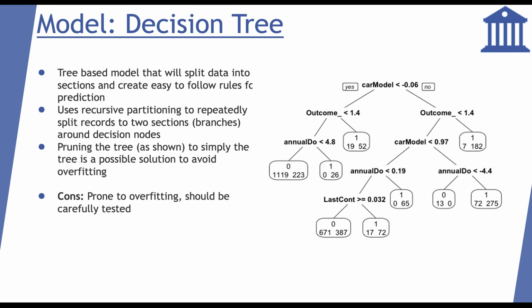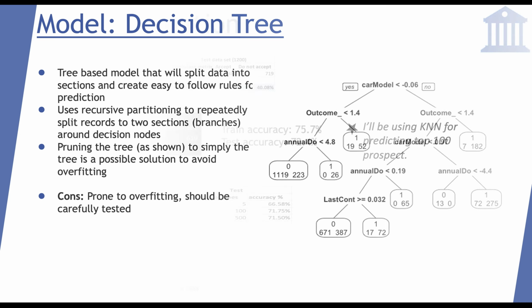Last one is decision tree. It is based on a tree, so we split the data into sections and then create easy to follow rules for the prediction, like you can see on the right hand side here in the picture. This uses recursive partitioning to repetitively split the records into two sections, like these are the branches and the main one is the node. Here it is the node, then the branch, and so on. The con of this model is it is prone to overfitting, and hence it should be tested carefully.